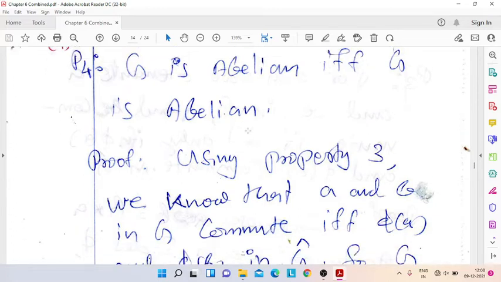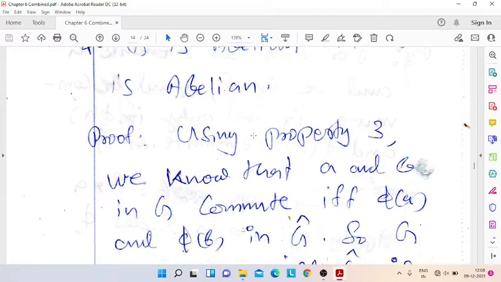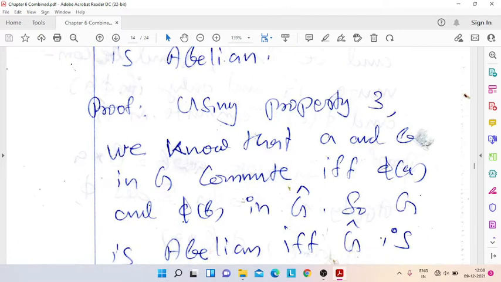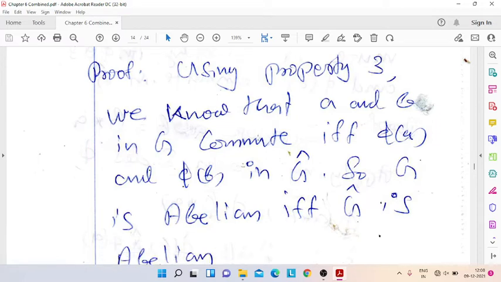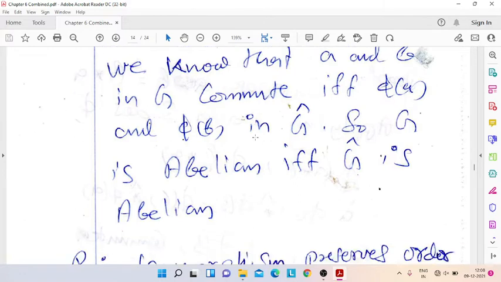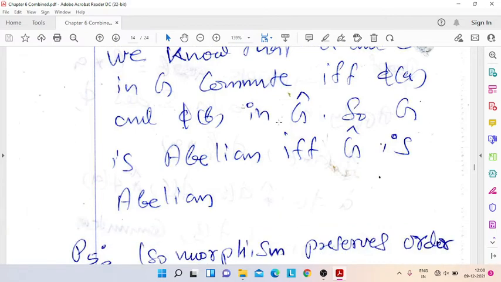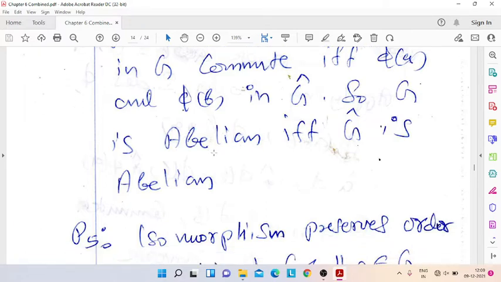Here we have to use directly the previous property, property 3. Property 3 can be directly used here to prove this. We know that A and B in G commute if and only if phi A and phi B in G cap commute. So G is abelian if and only if G cap is abelian. Due to this property, applying this property, easily we can say that G is abelian if and only if G cap is abelian.